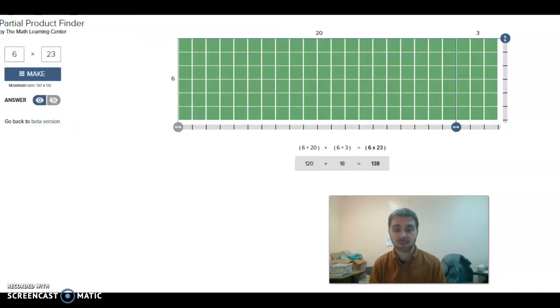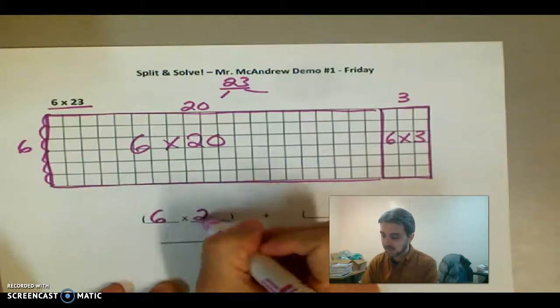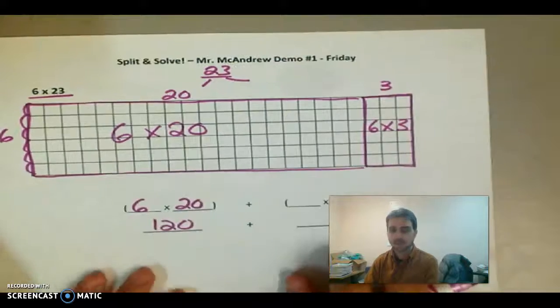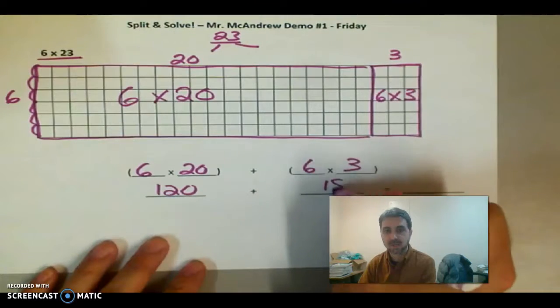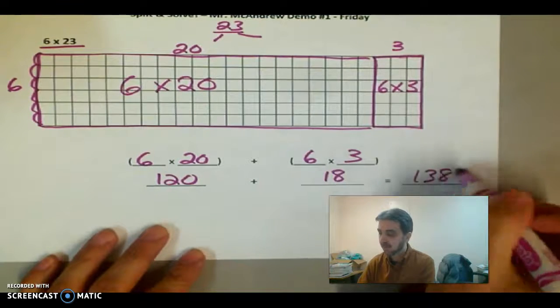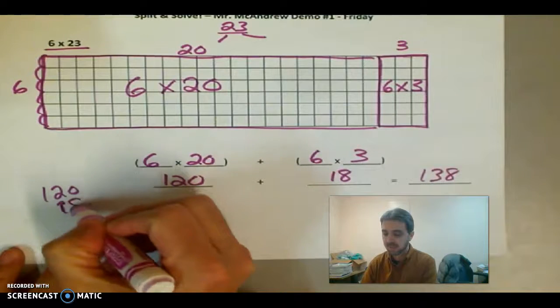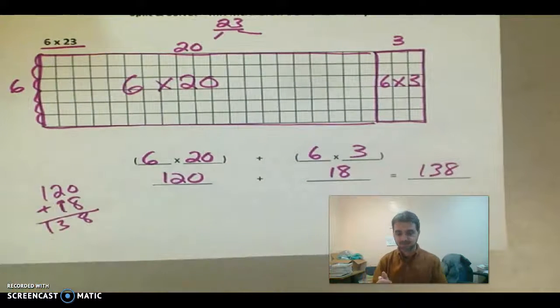So on the paper, it would look like this. Here's my first rectangle, 6 times 20, which is 120. And over here, we have 6 times 3, which is 18. And if we add 120 plus 18, we get 138. And if you're not sure, you could always line it up like this. 138.